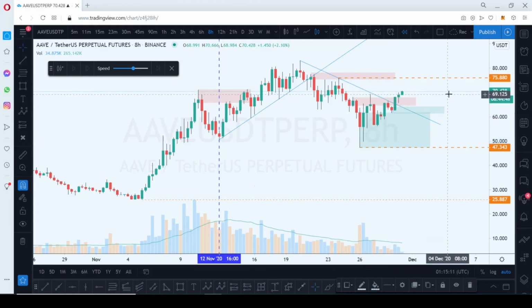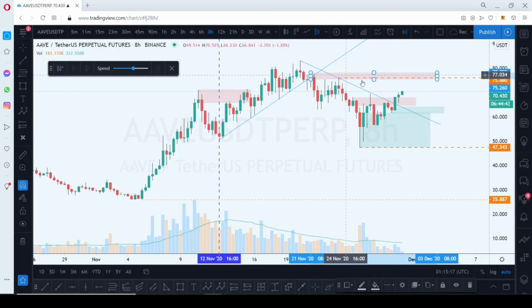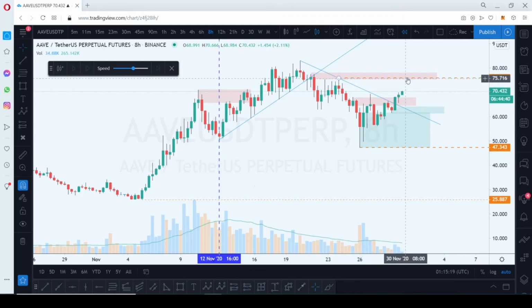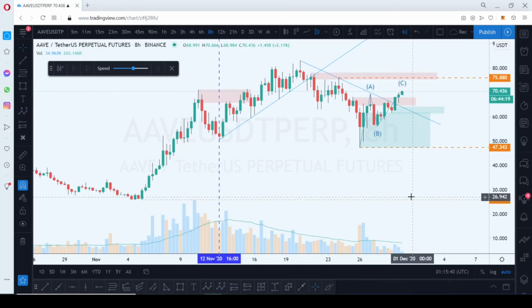Now we have a break of this downtrend line, and we want to see what will happen at this supply. Either it will push back. Remember, from this high to this low, we could have something like this. We can have something like this. From this side to this, we can have something like this: A, B, C. Then a continuation to the downside.